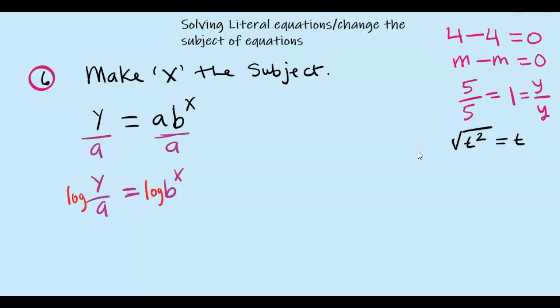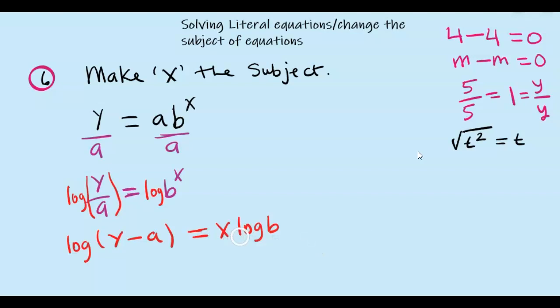Once we do that, when the log is of a division, we can write it as a subtraction. So we can write this as log y minus log a equals, since we have a log of base b to the power x, the x can come down in front of the log. So we will have x log of b. That will really work perfectly.